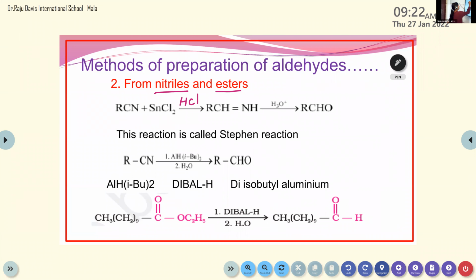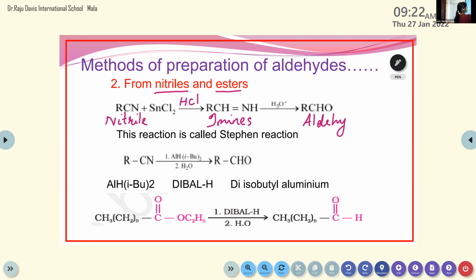Here the nitrile's common chemical formula is RCN, where R stands for any alkyl group, such as CH3 or CH3CH2, anything. So RCN will react with stannous chloride, SnCl2, and HCl to form imines, RCH double bond NH. That one is known as imines. Then again, water is added, that is H3O plus, which indicates the addition of water. It will give the respective aldehyde.